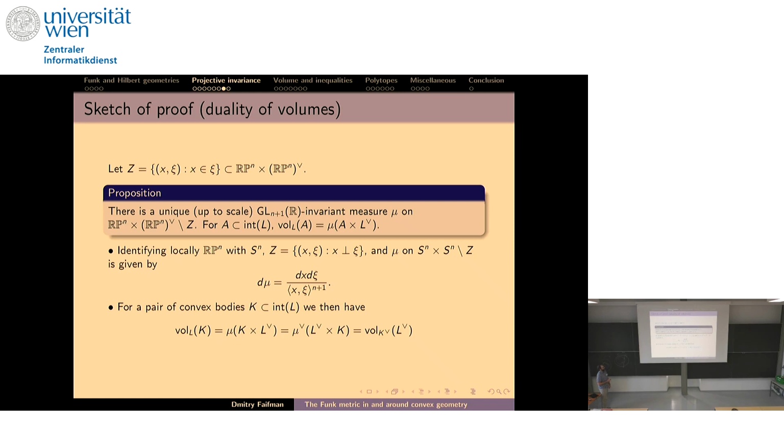And written like this, it's completely clear that you have this duality, because the measure coming from projective space and the measure coming from the dual projective space must coincide up to a constant. You can check this constant is 1, and that's that.